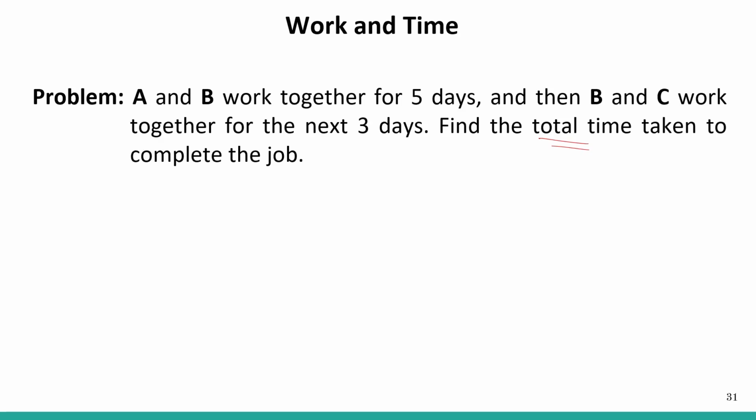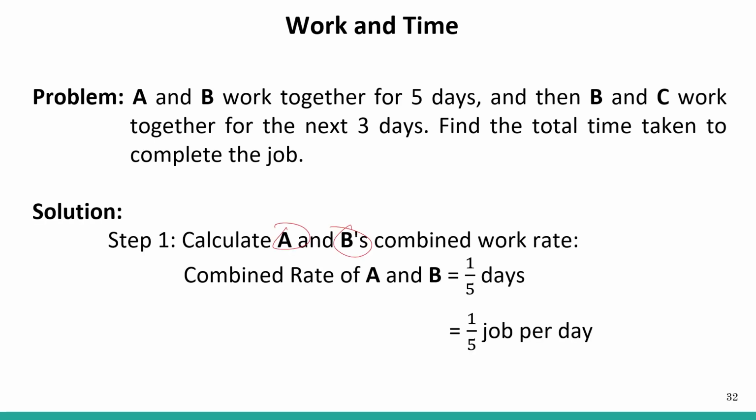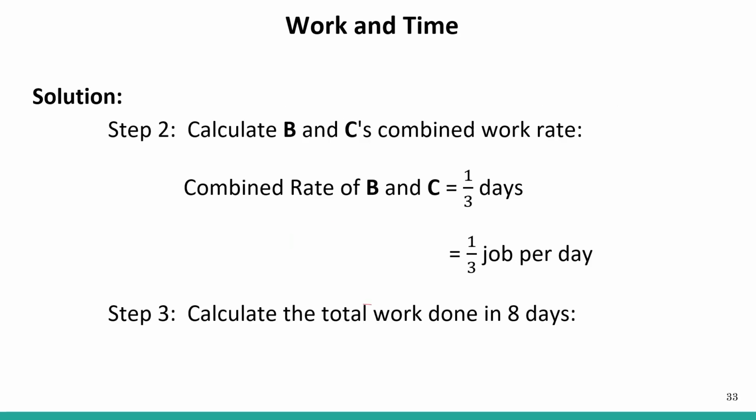If A and B work together for 5 days and B and C work together for the next 3 days, find the total time taken to complete the job. So the combined rate of A and B is 1/5, this much amount of job per day. Then calculate the B and C combined work rate. The combined rate of B and C is equal to 1/3, so 1/3 jobs per day.